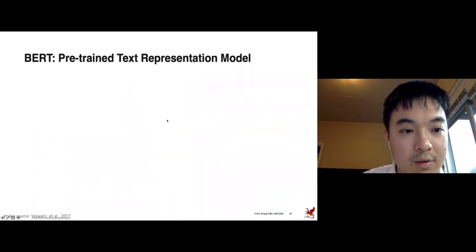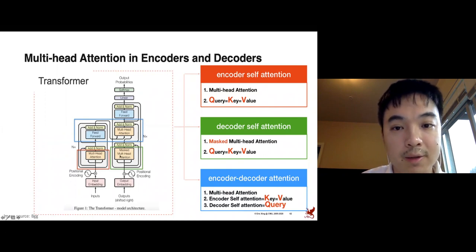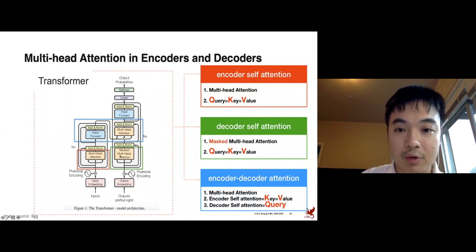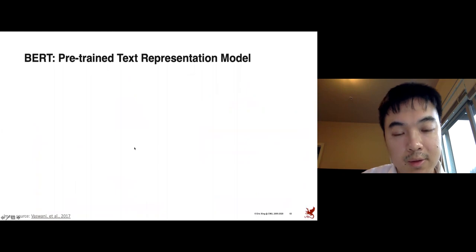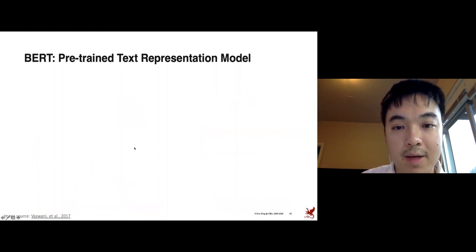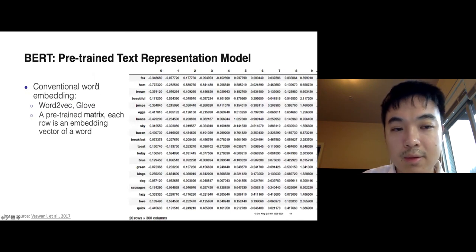So with this architecture, this transformer, as it was first proposed in 2017, achieved state-of-the-art results in machine translation. And later, people customized the architecture a little bit, especially using the transformer encoder to get a pre-trained model called BERT, a pre-trained text representation model. And this is now the most widely used text representation model to get the features of the text data.